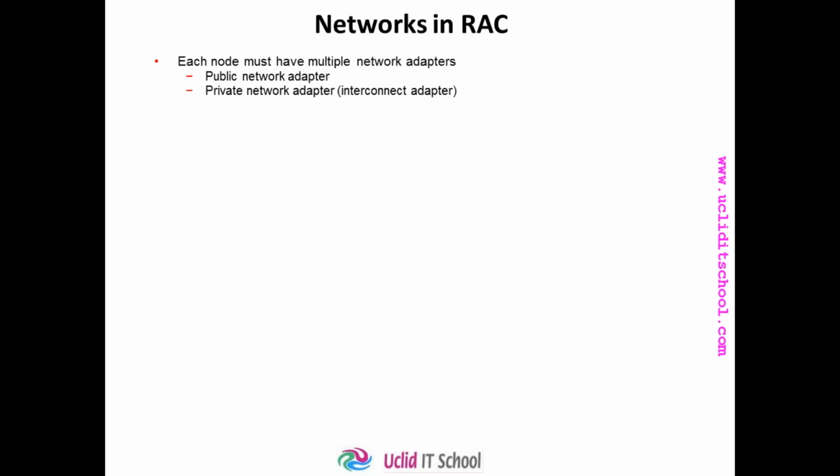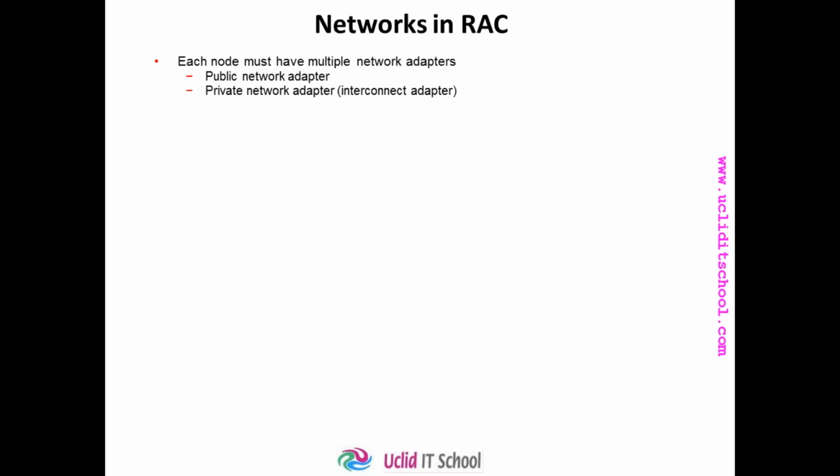Similarly, apart from the public network, as we just discussed, RAC also uses a private network, which is also called the interconnect. So the private network is private to the nodes in the cluster, accessible only to nodes in the cluster, and used by the nodes in the cluster to communicate with other nodes. RAC uses the private network for cache fusion. So whenever you want to implement RAC, you need to plan for a minimum of two networks.